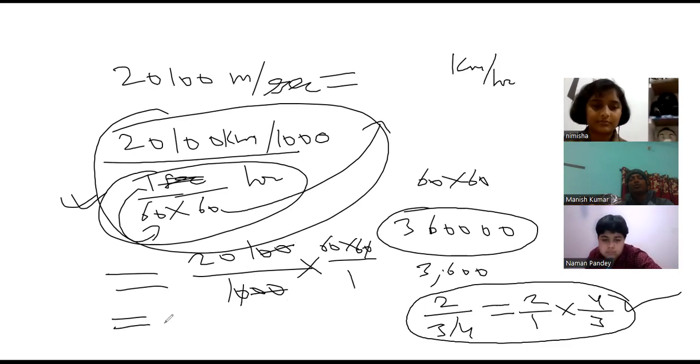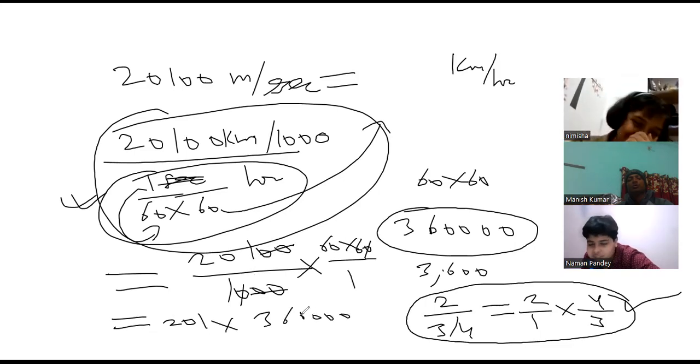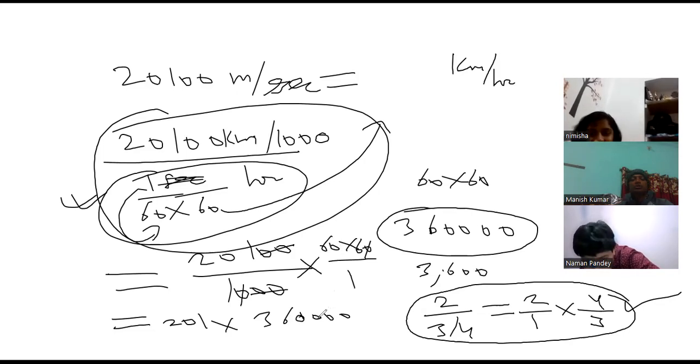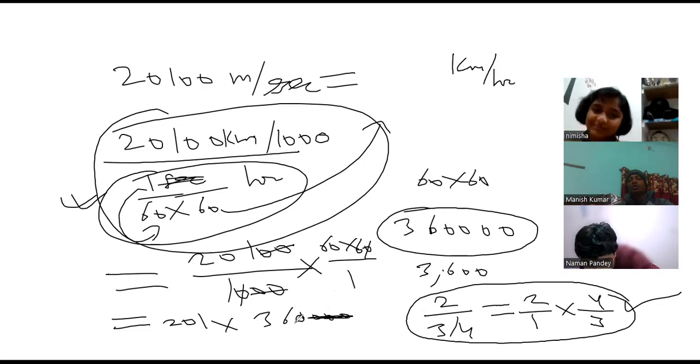Will be equal to 1 into 6, what is 60 into 6? Naman, 60 into 6. I am asking you 60 into 6, not 60 into 60. When I asked you 60 into 60, you told me the answer for 60 into 6. Now I am asking for 60 into 6, and you are giving me the answer of 60 into 60. 360, sir. 60 into 6 is 360, which means these 3 zeros are not there. So understood, 1 into 360.